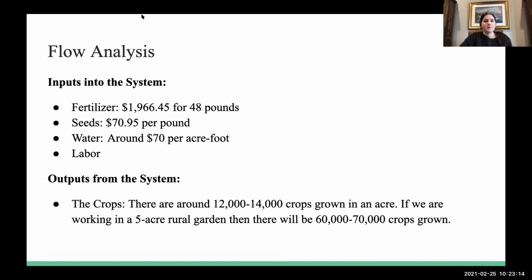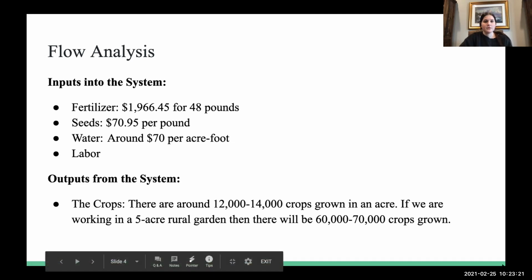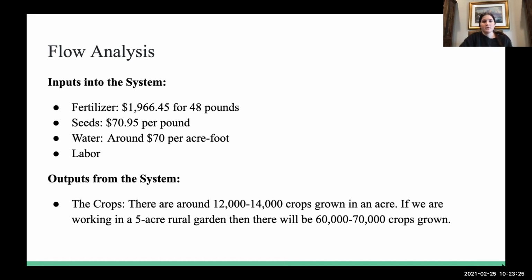And the last input into our system is labor. Our outputs from the system are going to be the crops produced. There are around 12,000 to 14,000 crops grown in 1 acre. So if we are working on a 5 acre garden, we will produce 60,000 to 70,000 crops in that area.